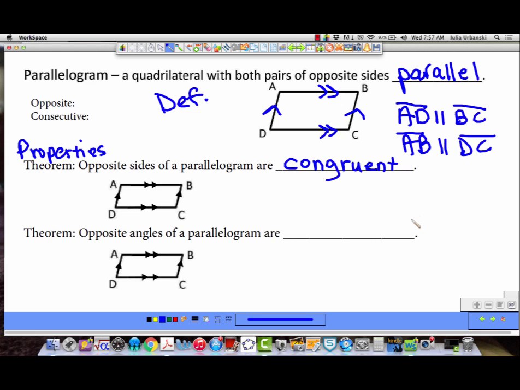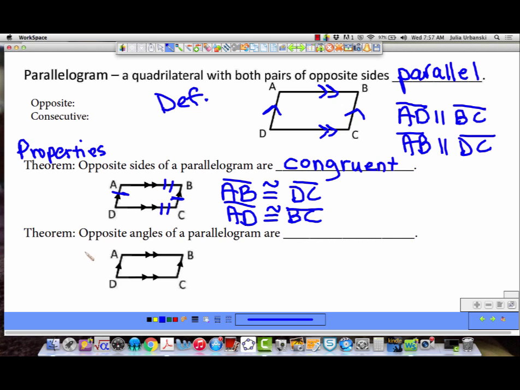Opposite sides are equal to each other, only if you already know it's a parallelogram. In other words, even though it has the arrows, that doesn't mean congruent. We have to mark it with a congruent sign. AD is congruent to BC, and AB is also congruent to DC. Opposite sides are congruent.